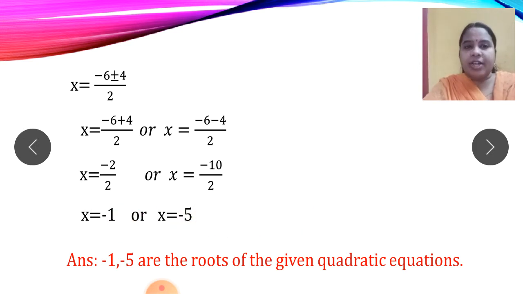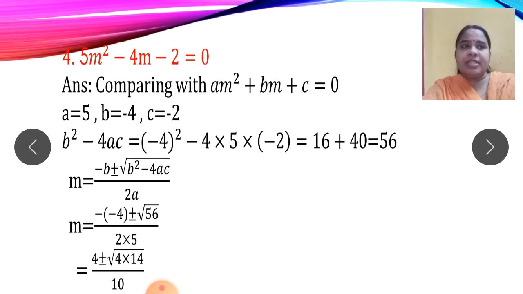Since it is quadratic, the degree is 2. We are going to get two answers. Correct? And write this as the final answer: minus 1 and minus 5 are the roots of the given quadratic equation. I hope all the steps are clear to you. Yes? Let us move to the next question.